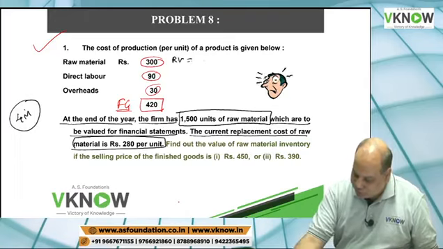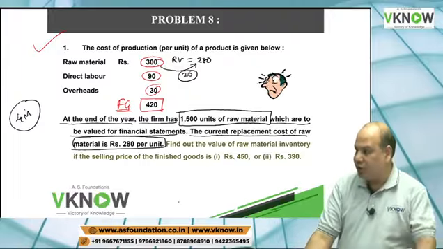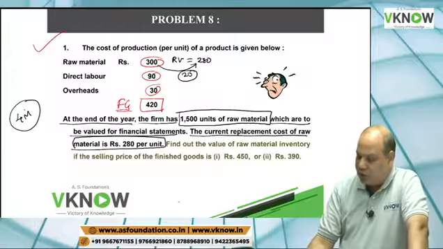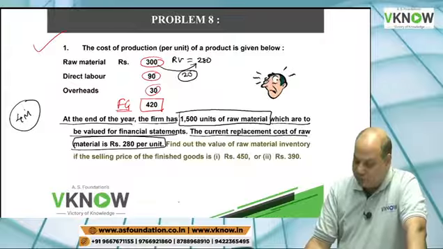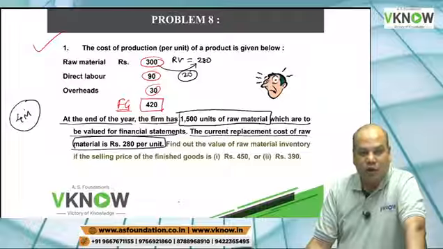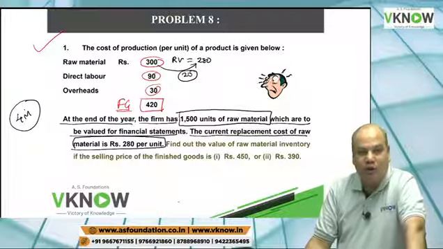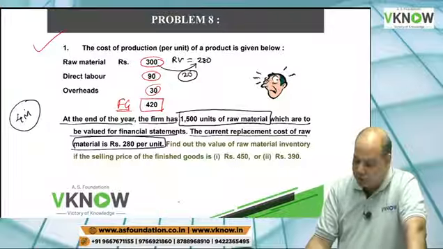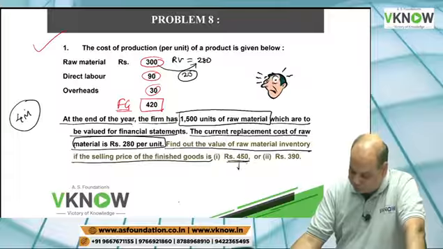So its replacement value is 280. So there is a reduction in the value of raw material by 20 rupees. The raw material value has gone down by 20. I will not reduce it below 20 in any case. But if the loss in finished goods is less than 20, then I will reduce the loss in finished goods only. If the loss in finished goods is going to be more than 20, I am going to reduce only 20. Find out the value of the raw material inventory if the selling price of the finished goods is 450.